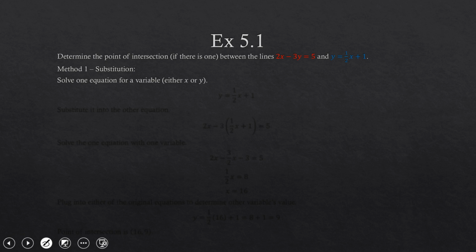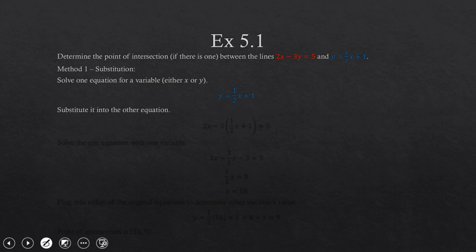So the first step in doing a substitution method is to solve one of our equations for one variable. You can solve it for x or for y. Now I'll give you a second to take a look at one of the equations. One of them is already solved for a variable. Do you think it's the red equation or the blue equation? Oh, you're correct if you said it was the blue equation. That has already been solved for y. So we don't have any work to do. We have accomplished step 1 already just by recognizing that the second equation is already solved for y.